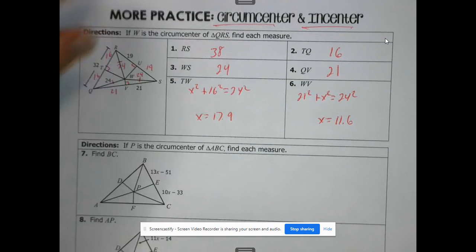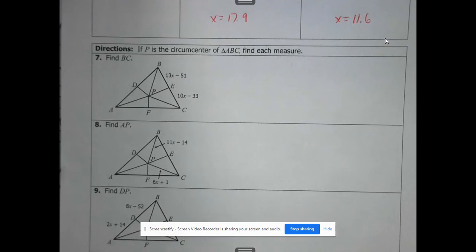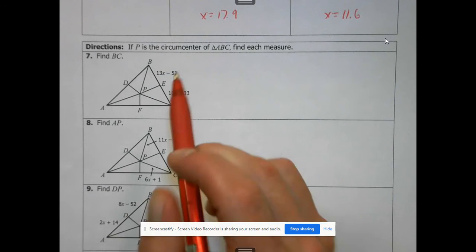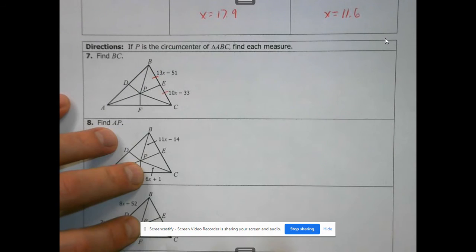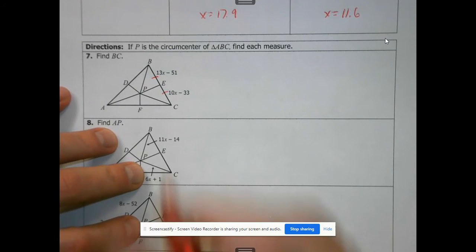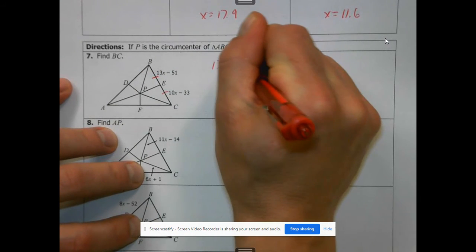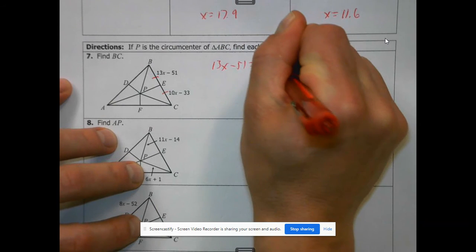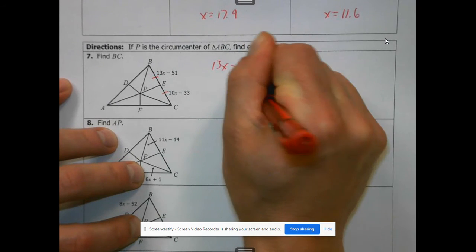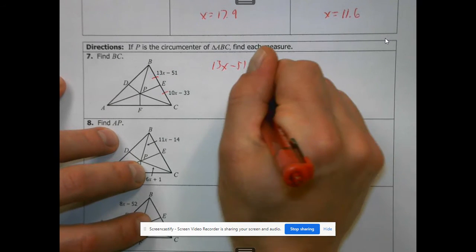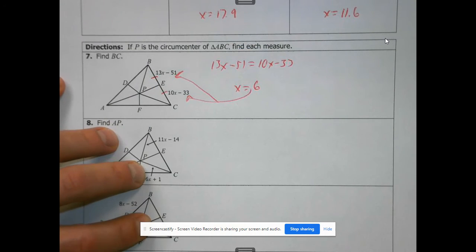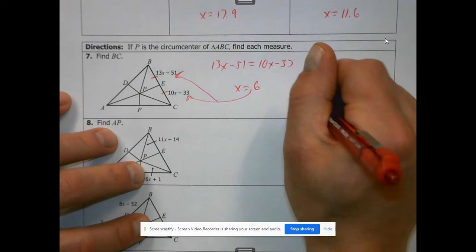All right. Bottom piece, these will go kind of fast. Just got to make sure you know the properties. Find BC. Okay, well, we know the sides get cut in half, right? Set them equal, solve for X. 13x minus 51 is 10x minus 33. That's the setup, and I will give you the answer. X is 6, but then you got to plug it back in, right? Plug it back into both, add them up, 11.6.